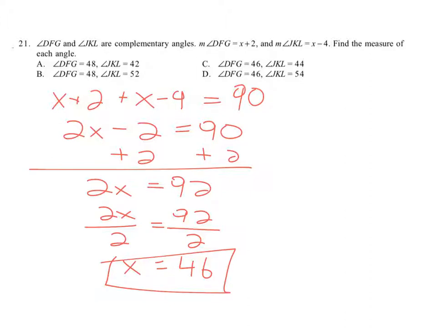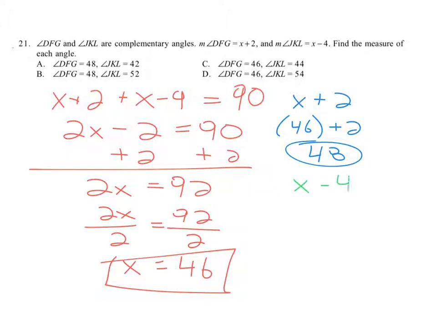So we could then take the two angle measures. Let's do one in blue. X plus 2 is one of the angle measures. And if we substitute in 46 for it, we get 48. If we took the other measure, x minus 4, and we substituted 46 in for that, we would get 42. So 48 and 42. And x plus 2 was DFG, so DFG should be 48, and JKL is 42.